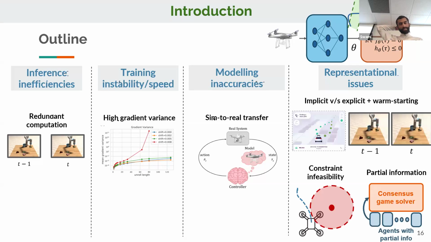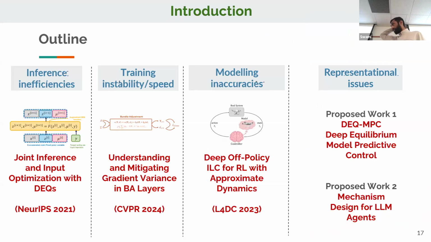And finally, we'll look at some representational issues in these problems, which fundamentally result from the fact that the optimization problem itself is an implicit layer and hence inherently iterative, whereas the rest of the operations in the network are explicit operations. And there's a fundamental incompatibility between these, which results in certain representational issues. So we look at one paper for each of these problems. And for the final representational issues, we look at a couple of proposed lines of work to investigate some of these issues and perhaps some solutions.